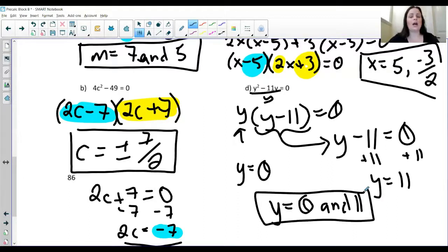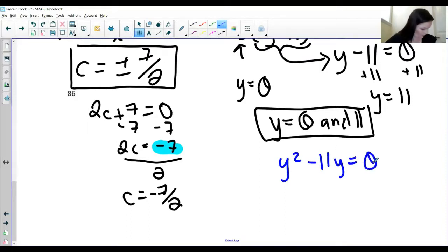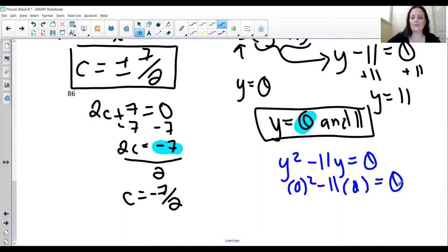Now, at any point in time, you want to see if you're right, you plug those numbers back in. So let's just try that with this last one that we did. So we had y squared minus 11y, I believe, equals 0. Yes. So if one solution is that y equals 0, you're going to put a 0 in for y. So 0 squared minus 11 times 0 equals 0. And you're going to get that, okay, 0 equals 0 because 0 squared is 0 and negative 11 times 0 is also 0. So that is verified.